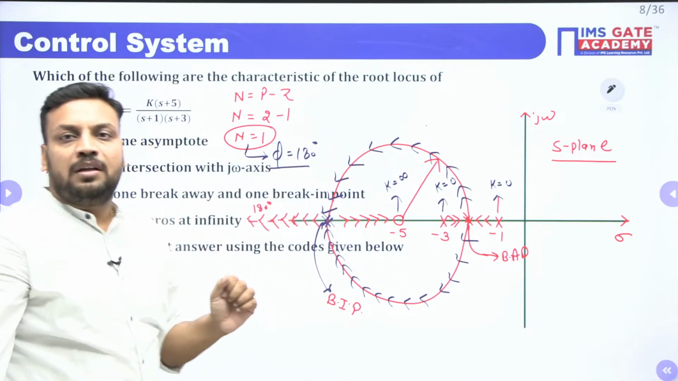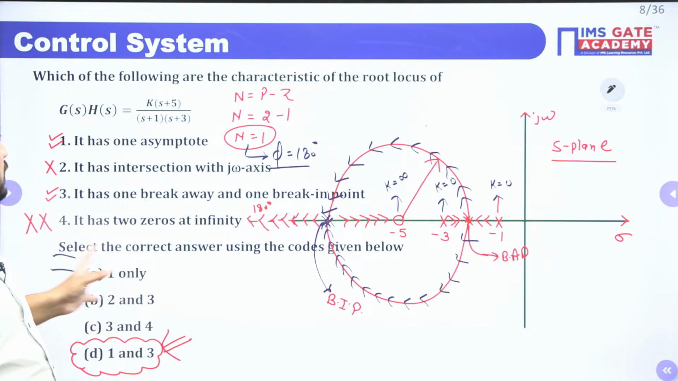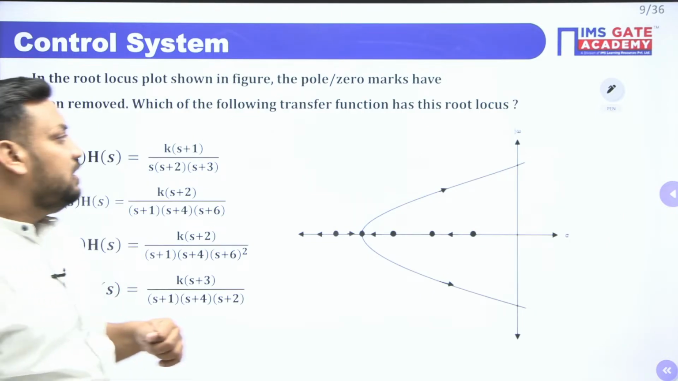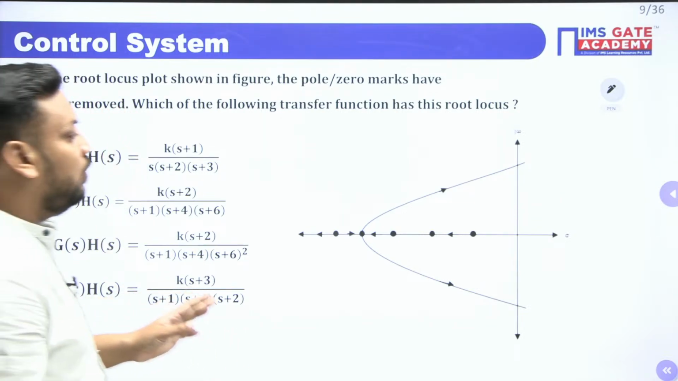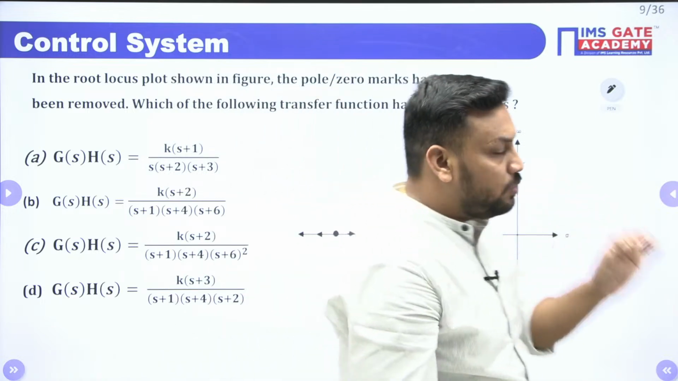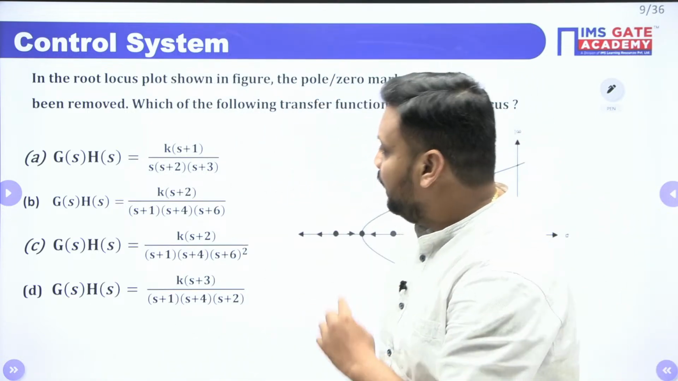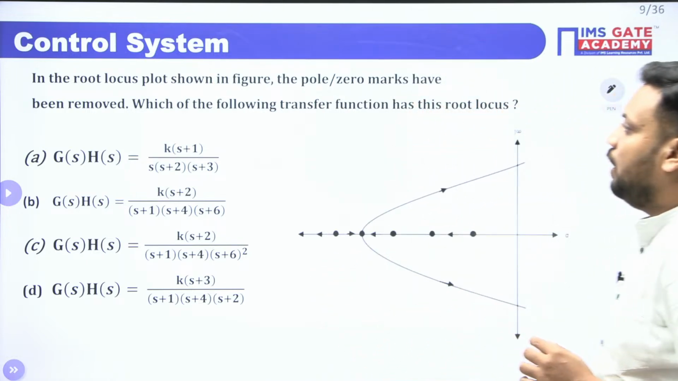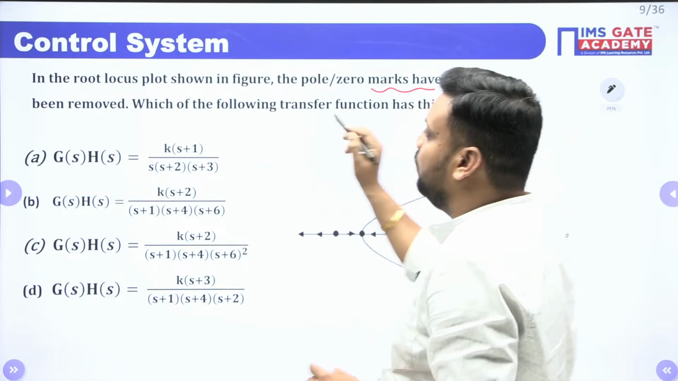Chalo bachcho, shall we go for the next now? Yes, I am going for the next question now. This is a very good question. This is the most conceptual question. You can only solve this question if you have a strong concept of root locus. If you know everything about the root locus, then only you can solve this question. Now in the root locus plot shown in the figure, the pole zero marks have been removed.